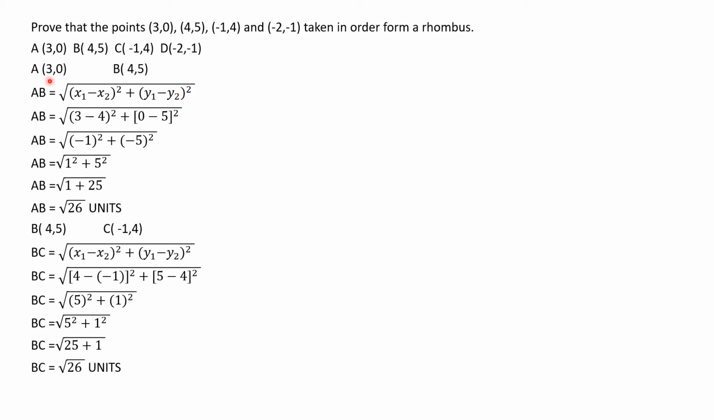Here x1 is 3, x2 is 4, y1 is 0, y2 is 5, and apply it, you will get root 26. The distance between A and B is root 26. In the same way you have to take BC. B is 4 comma 5, C is minus 1 comma 4. When you take the distance formula, BC is also root 26.